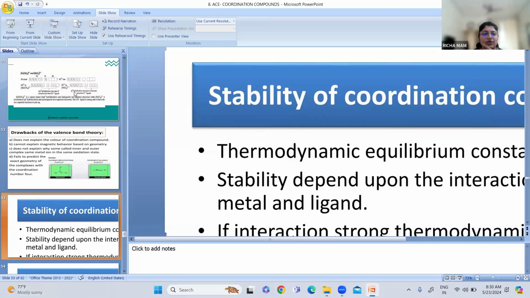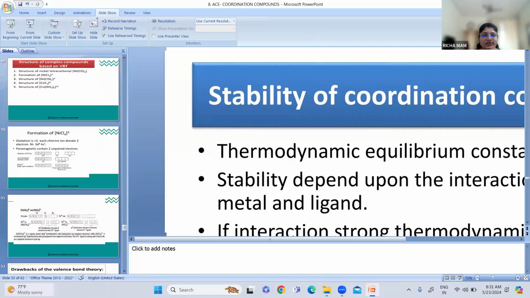Any doubts about VBT? In the last class, we discussed Werner's theory, and today we discussed VBT. The four complexes whatever I have discussed are very important. So please go through all four complexes and practice them. With coordination number 6, we have seen two complexes. With coordination number 4, we have seen two complexes. Any doubts, students? Okay, fine. The remaining things, CFT and all, we'll discuss in tomorrow's class.